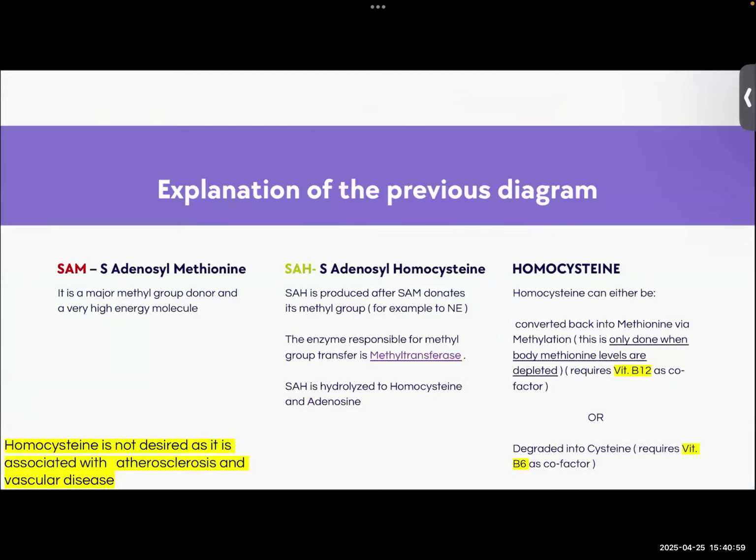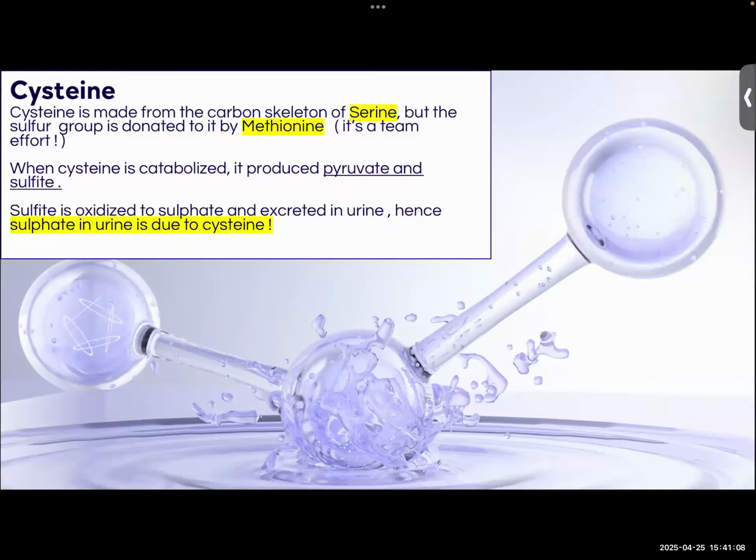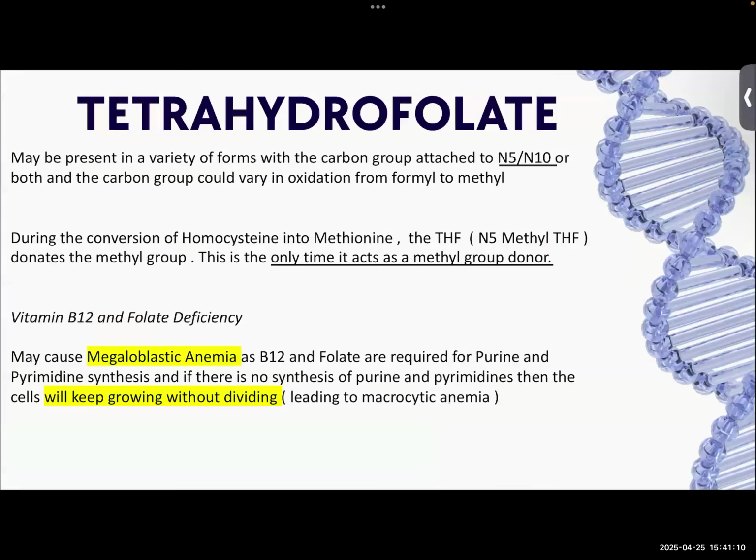If you remember, you need a CH3 or a methyl group for homocysteine to be converted into methionine. Now, where does this methyl group come from? It comes from THF, tetrahydrofolate. And the version of THF that donates the methyl group to homocysteine for it to become methionine is N5, which means the carbon group is attached to the fifth nitrogen, methyl, so 3, and THF, N5-methyl THF. And this is the only time tetrahydrofolate acts as a methyl group donor.